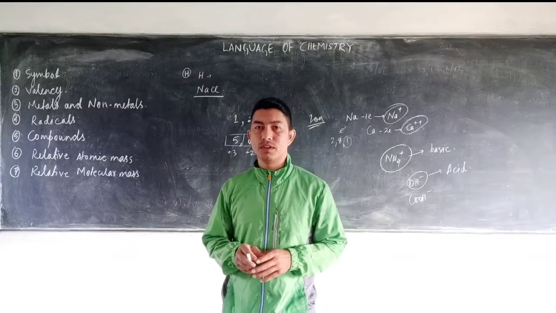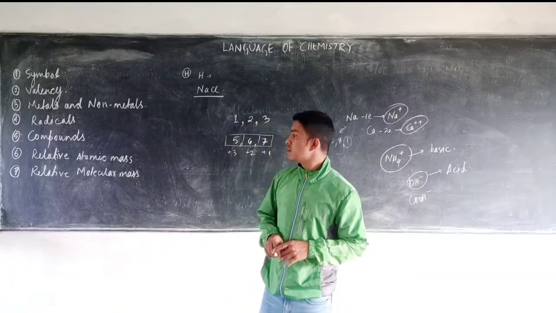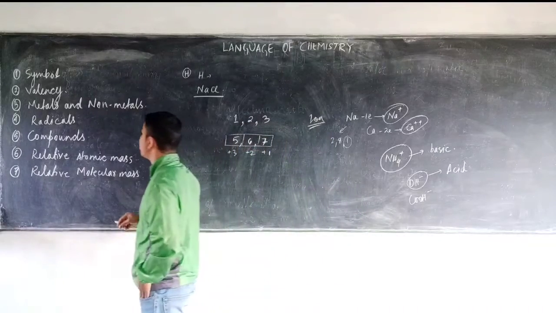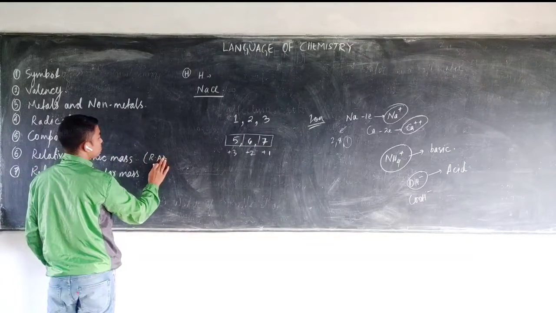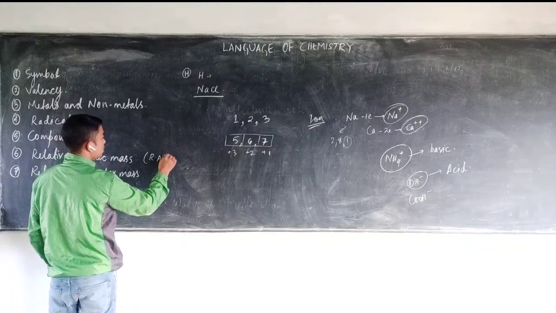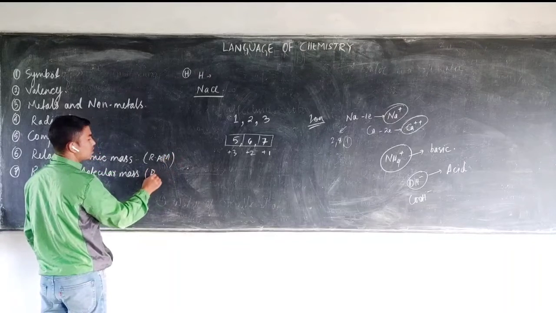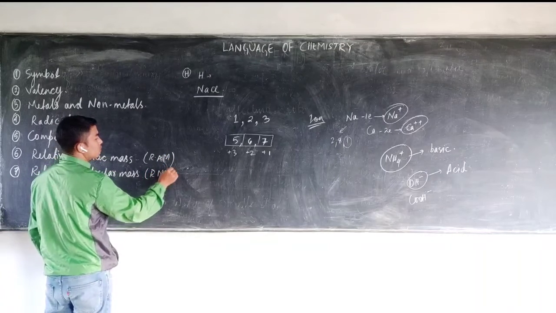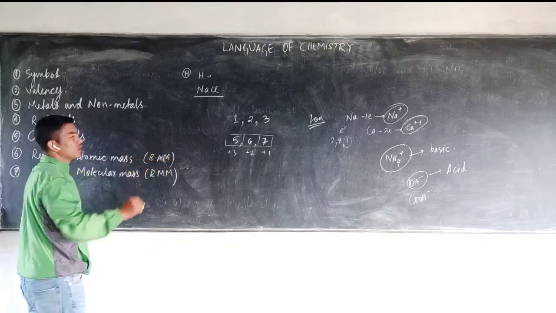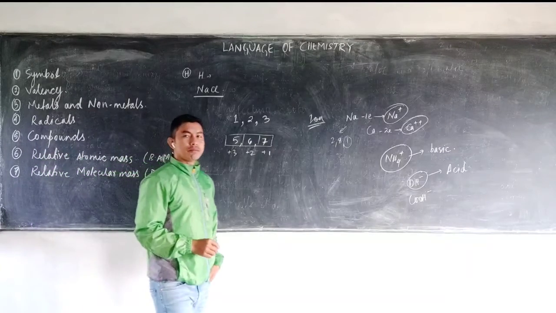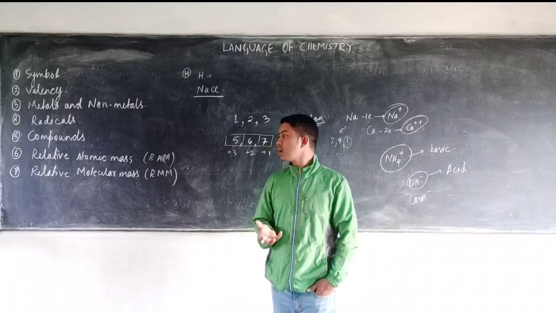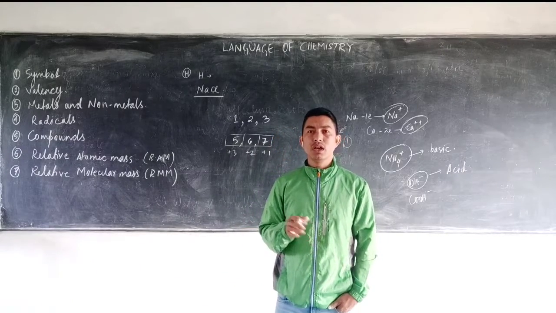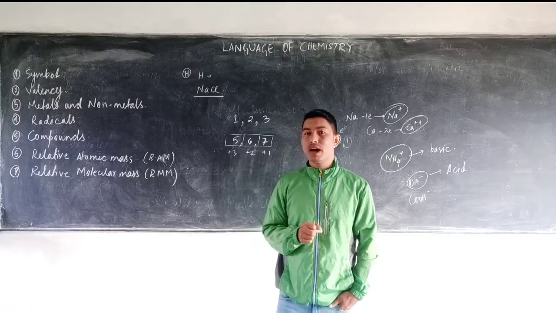And coming to the sixth and the seventh topic, we have the relative atomic mass, which can also be written as RAM, and the relative molecular mass, which can be written as RMM. So what is the relative atomic mass? The relative atomic mass is the number of times the given atom of an element is heavier than 1/12th part of the carbon 12 isotope.